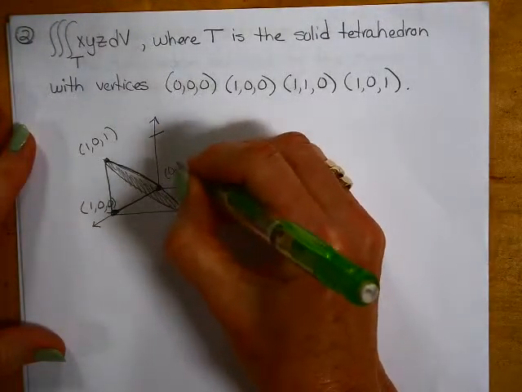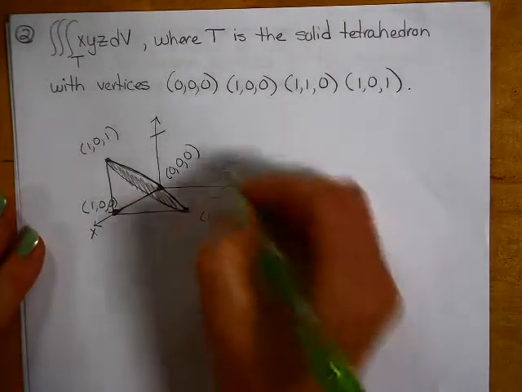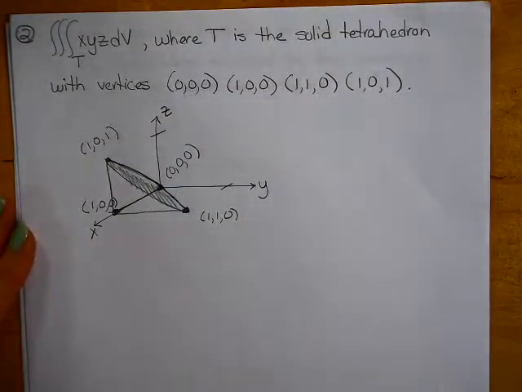This is point 0, 0, 0. This is my XY plane. There's my third dimension.